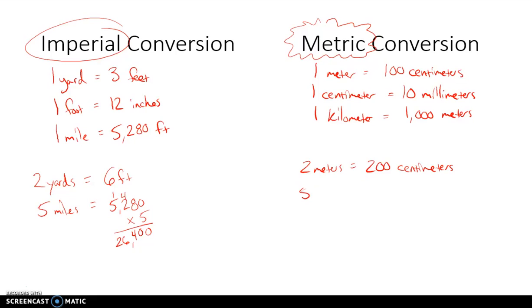Let's do another one like this. Let's see how many meters are in 5 kilometers. Let's see. Boy, 1 is 1,000, so 5 would be 5,000. Now, there's a big difference here. Metric units are a lot easier to convert.